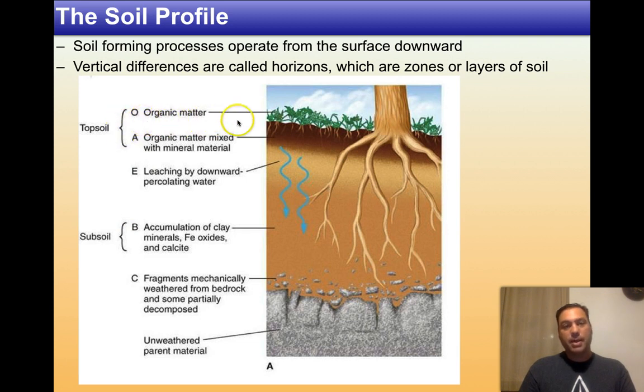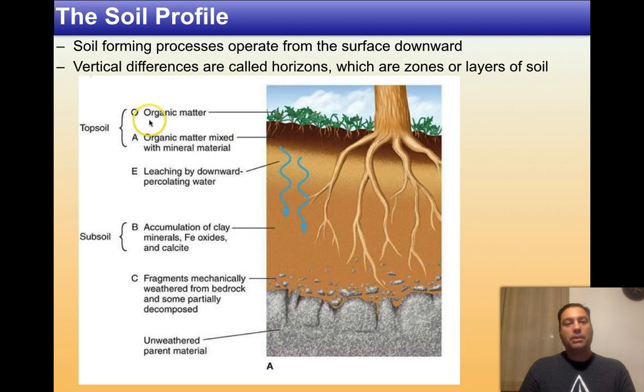The topsoil has two kinds of important things that we need to keep in mind here. There's the organic matter up here at the top. In this case, it's going to be the grass and the tree. So anything that falls out of the tree, like the leaves, will become part of that organic matter. And that's what we call the O horizon, right? So these vertical differences are called horizons. The A horizon is the organic matter mixed with mineral material.